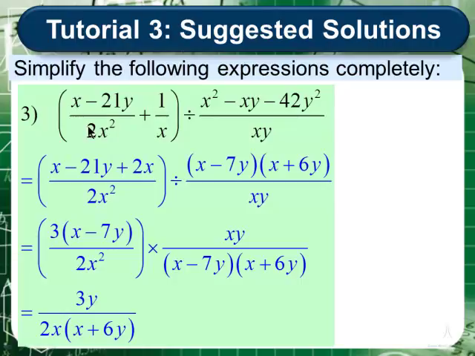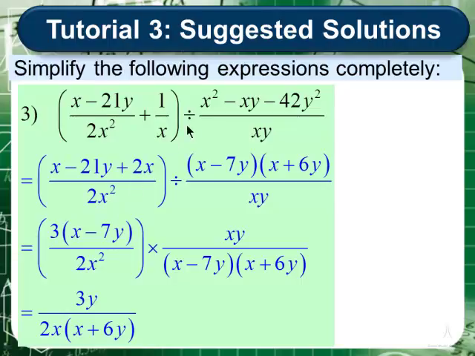Also in this case, 2x squared is the same as the denominator of the first term in the brackets, so we just retain the numerator x minus 21y in this case. If we consolidate this, of course, we have 3x minus 21y, and that can then be factorized to give us 3 times x minus 7y for the numerator of the first algebraic expression, in consolidated form as one algebraic fraction.